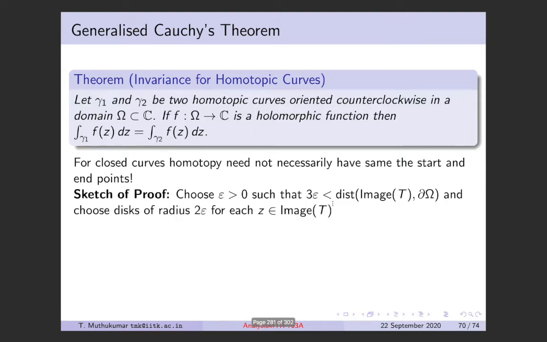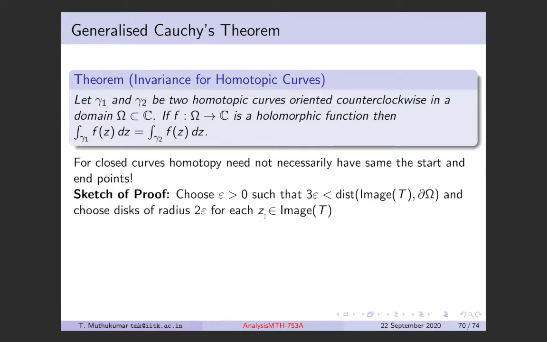Then what you do, you choose a disk. Now that you have chosen an epsilon such that 3 epsilon is less than the distance from this. Now for every point in the image of T, you choose a disk of radius 2 epsilon. Now you see this is not going to intersect the boundary. That is why we chose an epsilon like that. This is not going to touch the boundary of omega. This will be completely in the interior. So choose disks of radius 2 epsilon.